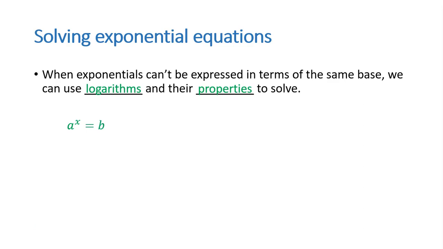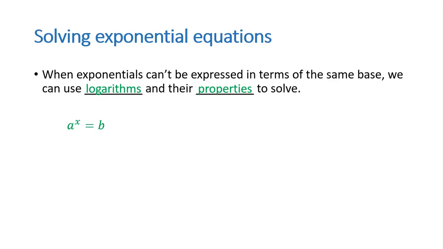Say we have a really basic exponential equation, a to the x power is equal to b, and we want to solve for x. So we're supposing that b can't be written in terms of a. A and b don't have anything in common, so we're going to resort to using a logarithm to solve this equation. The next thing I'm going to do is apply a logarithm to both sides of the equation. I'm going to recommend you either choose log, in other words, log base 10, or natural log, because we have buttons on the calculator for those.